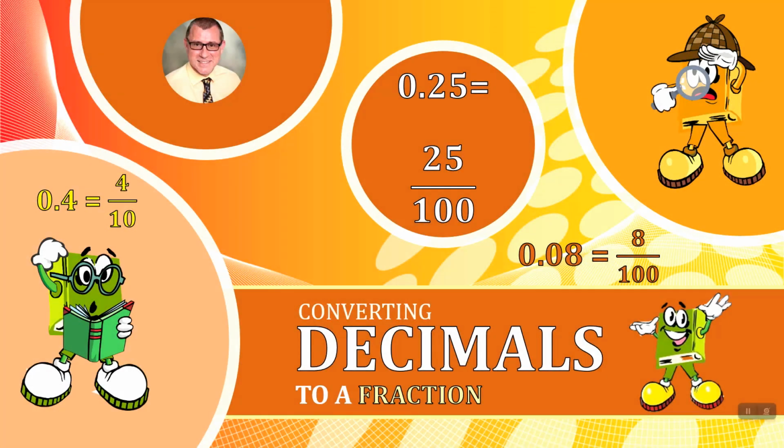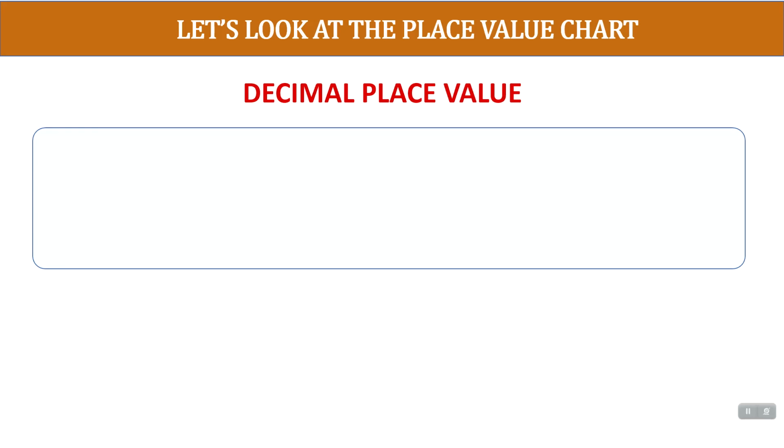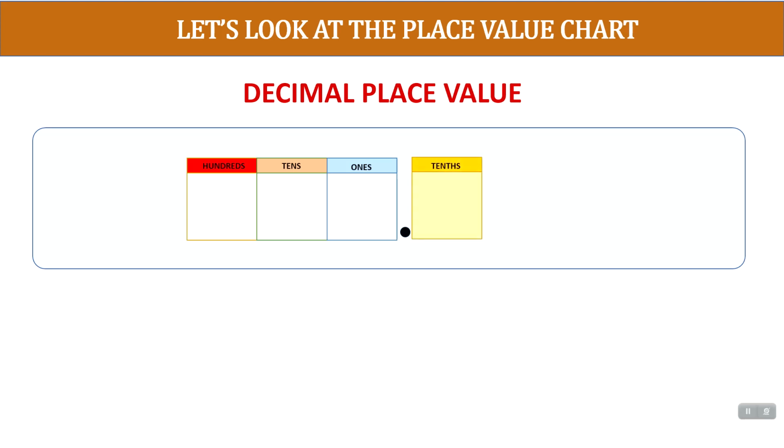In this video, we will see how easy it is to convert decimals into fractions. First, let's have a look at the place value chart. We're familiar with the ones, the tens, and the hundreds column, but to the right of the ones is the tenths column, and to the right of the tenths is the hundredths column.